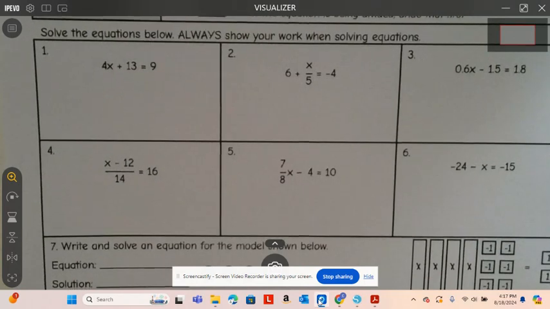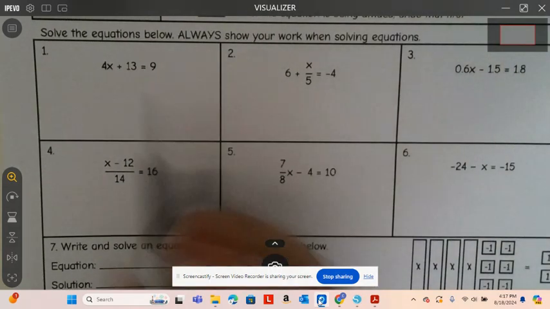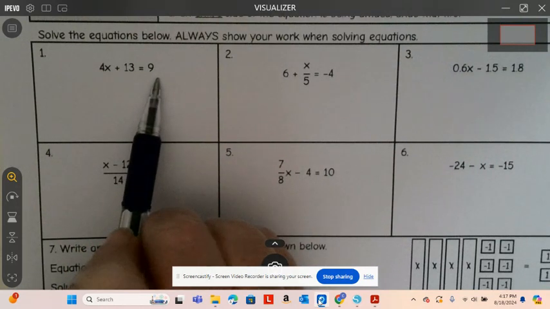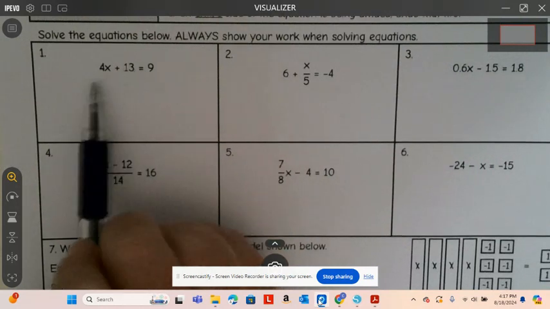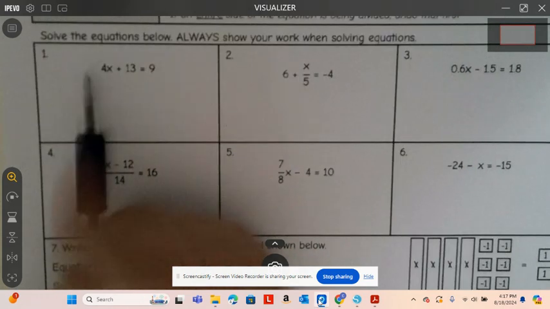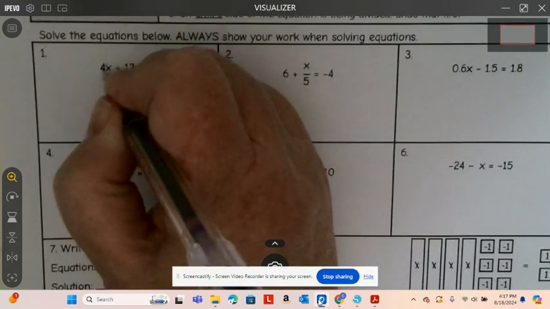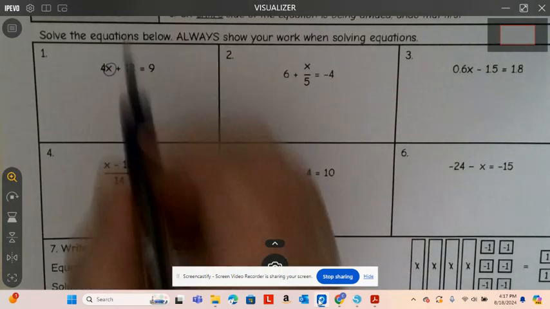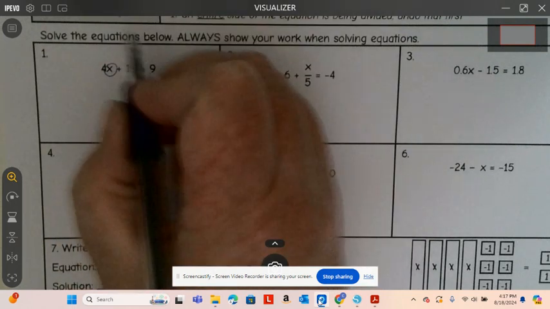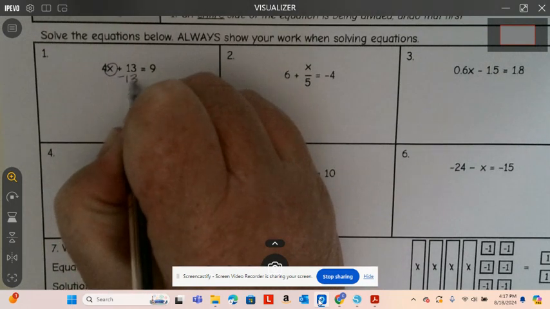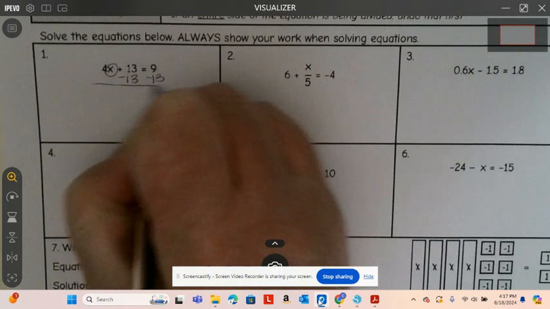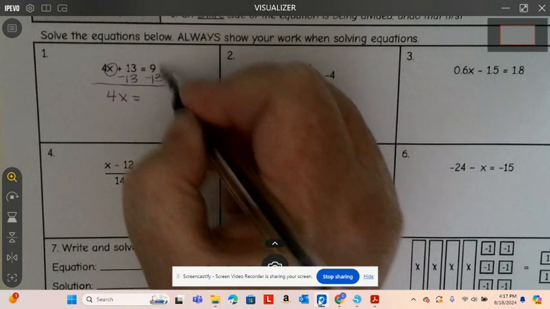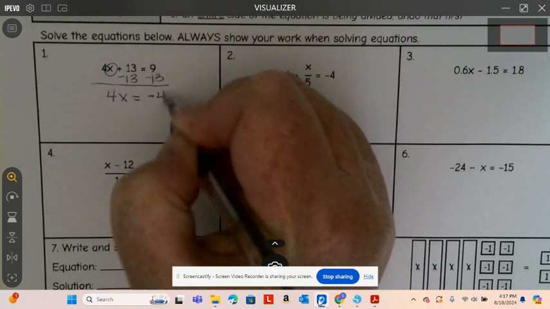Alright, so we're going to go ahead and look at these together. I've got number 1, which is 4x plus 13 equals 9. My constant is plus 13. My coefficient is 4. And remember, my goal is to get my variable isolated, to isolate that variable x. So in order to get rid of plus 13, which is my constant, I'm going to subtract 13 from both sides. I get 4x is equal to 9 minus 13 equals negative 4.